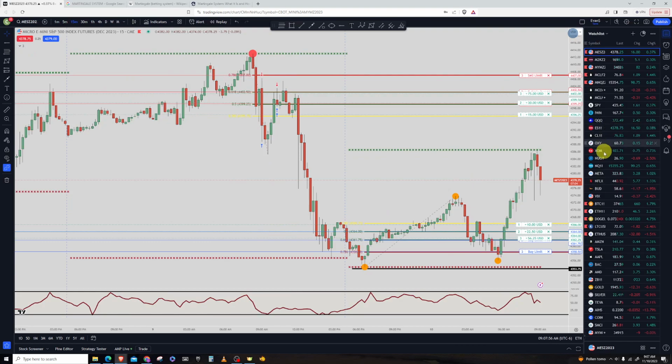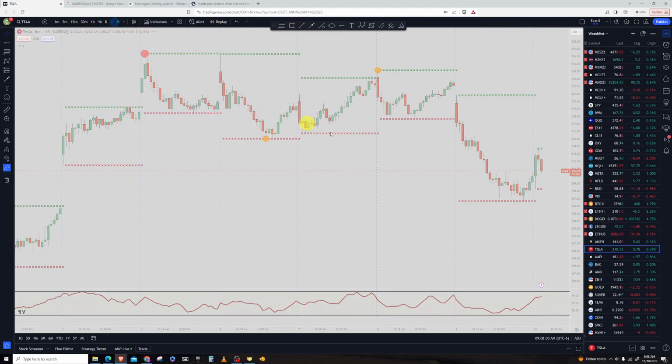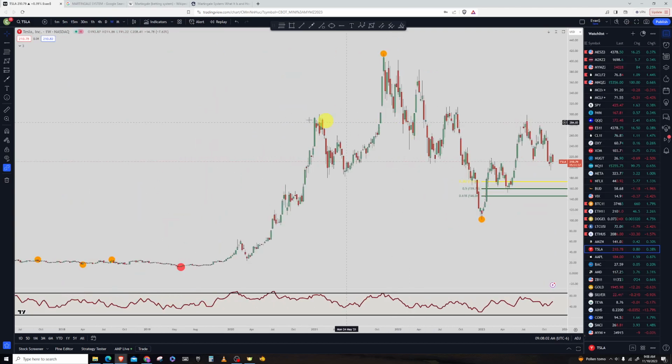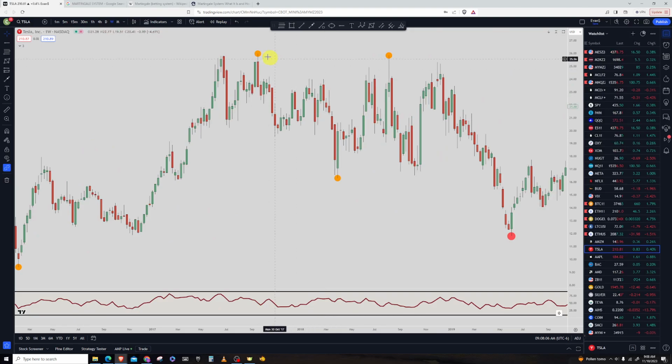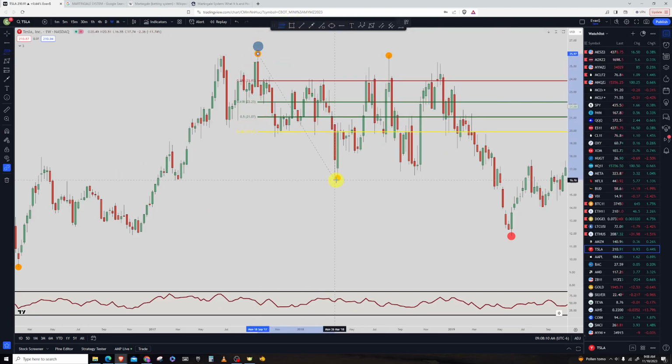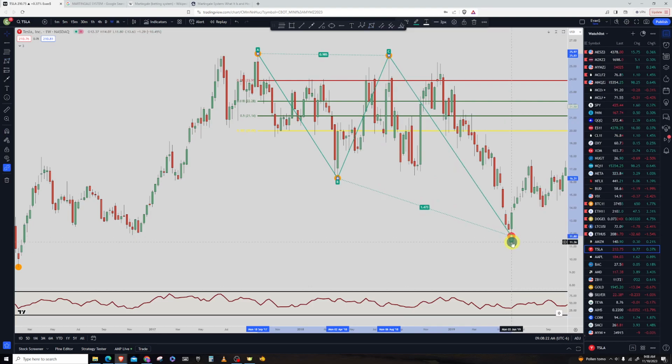I mean, it can work, from what I've seen, in every market. We can look at, let's see here, some stocks for it as well. Like here's one for Tesla. So if we use, there's the high. It went down, obviously hit the 61.8%. Let's see here. A, B, C, and then there's D all the way down here.